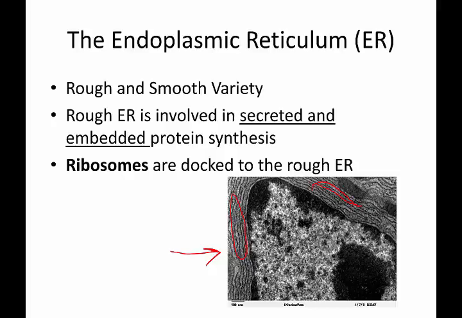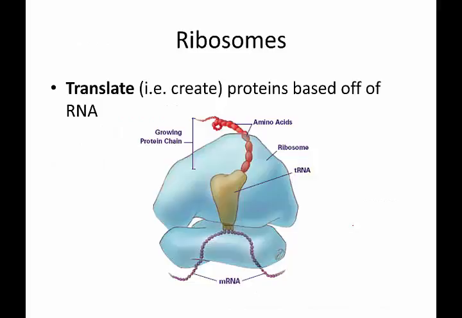It does have that very rough shape. But it's important to remember the endoplasmic reticulum comes in both rough and smooth varieties. Rough is all about secreted and embedded proteins. The smooth variety is all about producing lipid molecules. And as we discussed, the reason why the rough ER is rough is because it has lots and lots of ribosomes docked to it. And the ribosome is a critical structure for genetics. It does translation. It takes RNA and creates proteins off of that.